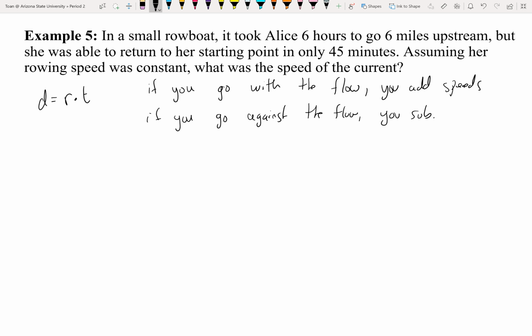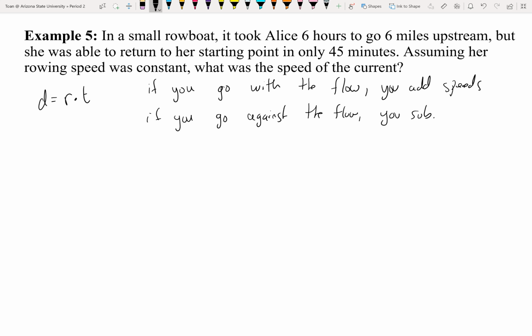So let's read this question. In a small rowboat, it took Alice 6 hours to go 6 miles upstream, but she was able to return to her starting point in only 45 minutes. Assuming her rowing speed was constant, what was the speed of the current? The idea is when you row upstream, you're fighting against the water, so the water will slow you down. When you go downstream, the water is pushing you forward, you go faster.